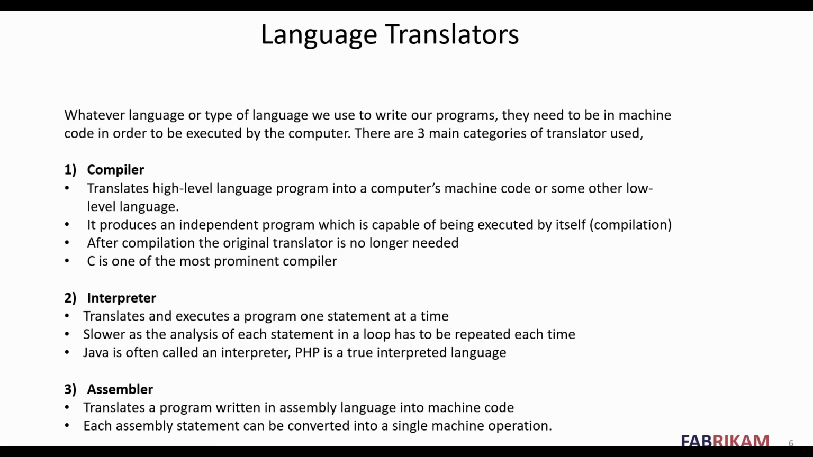And what is an interpreter? An interpreter translates and executes a program one statement at a time. It is slower as the analysis of each statement in a loop has to be repeated each time. Java is often called an interpreter, but PHP is a true interpreted language. An assembler translates a program written in assembly language into machine code. Each assembly statement can be converted into a single machine operation.